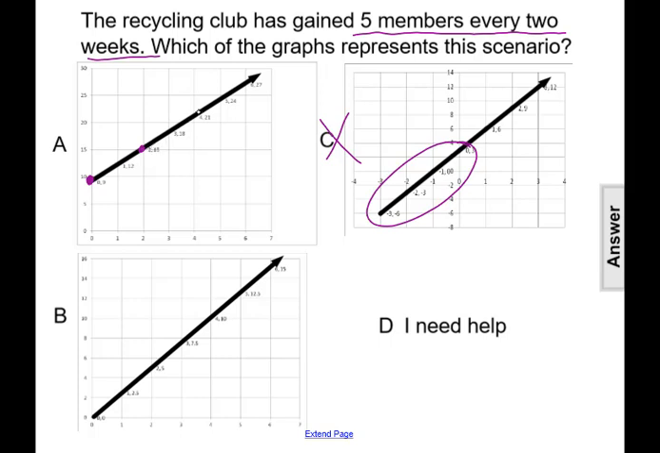Then after 2 more weeks, we have (4, 21). We've now gained 6 more members. It looks like graph A is gaining 6 members every 2 weeks, which is not our scenario. Now let's compare that to B.